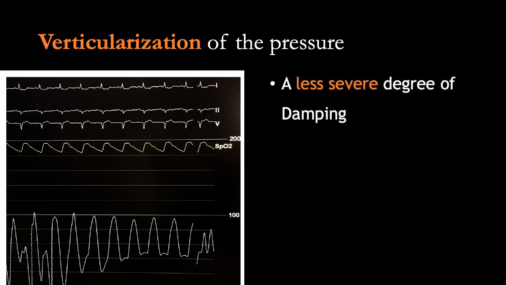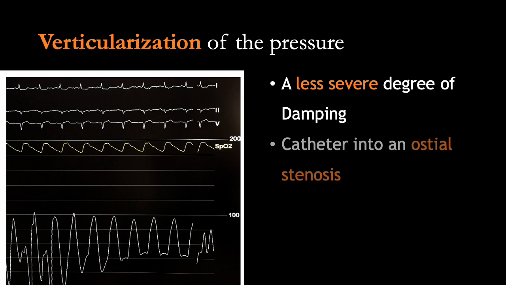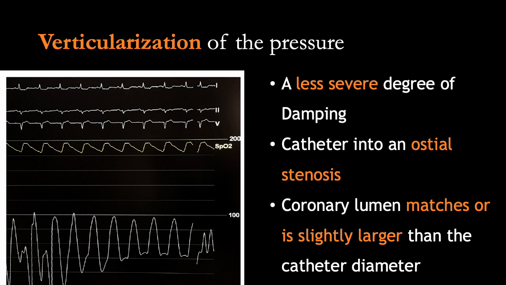Ventricularization is a less severe form of damping. It occurs when the catheter tip becomes wedged within an ostial stenosis or when the coronary lumen closely matches the catheter diameter. The waveform develops a large pulse pressure with a marked fall in the diastolic pressure. The dicrotic notch disappears and a presystolic positive deflection called the A wave appears due to atrial contraction. Here both systolic and diastolic flow are impaired, but substantial systolic flow is preserved, so it mainly affects the diastole.